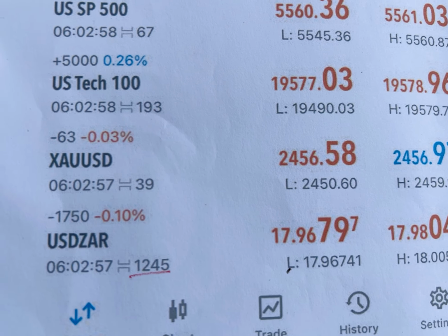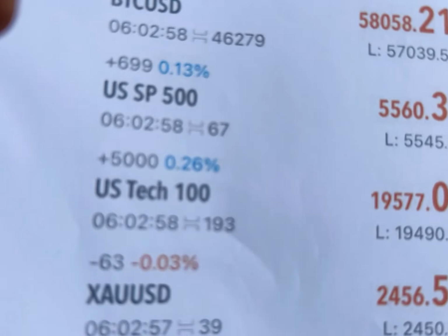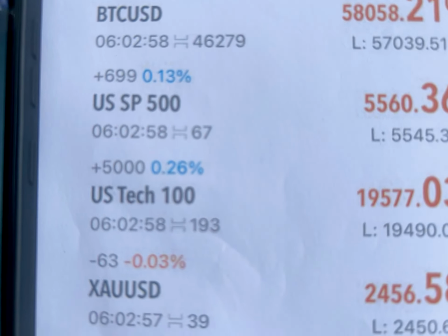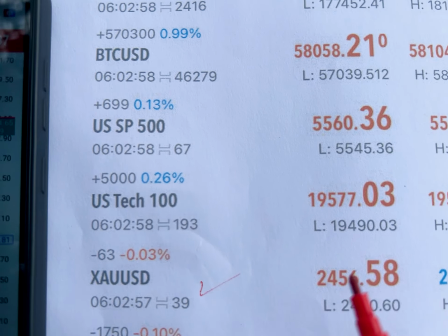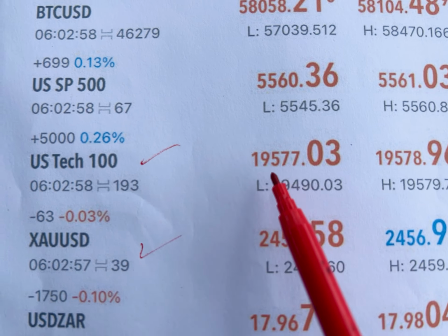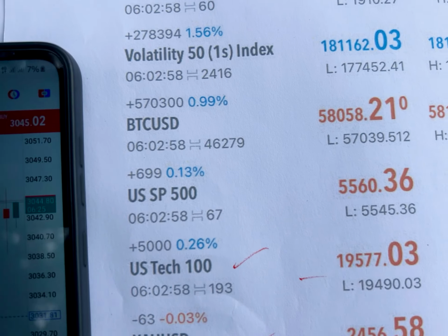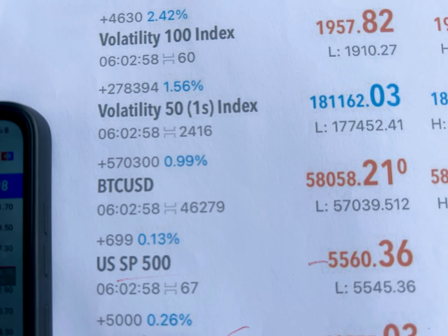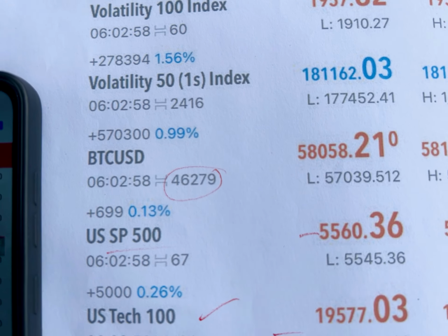Are we together? Has a higher spread. So the best asset that you can actually select is what? The expensive ones. In this case, we have gold. You can choose gold. You can choose US Tech. Expensive. You can see these are the expensive ones. You can choose SP 500. This is expensive. Bitcoin, you can choose, has a bad spread.